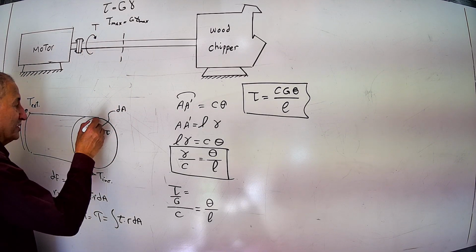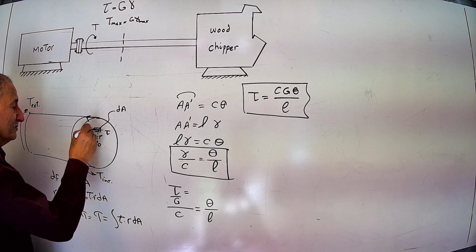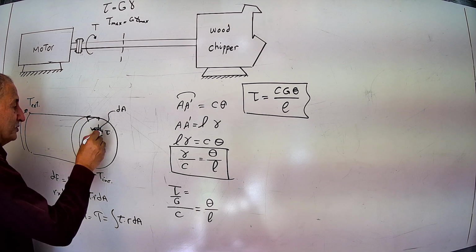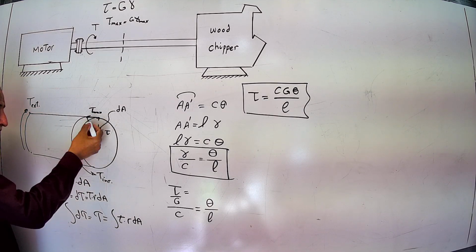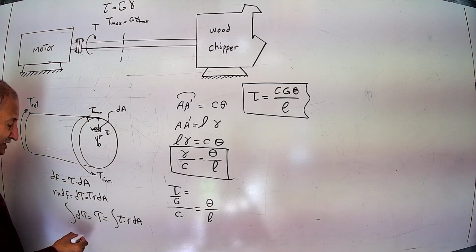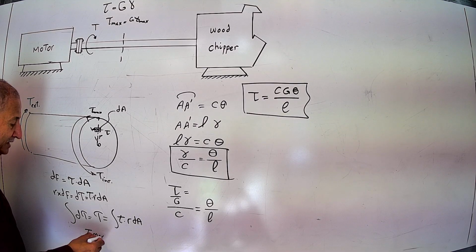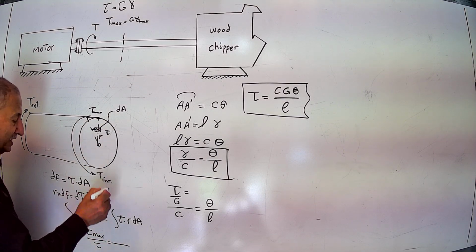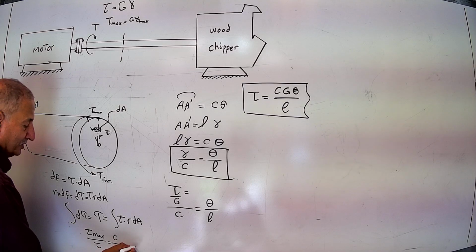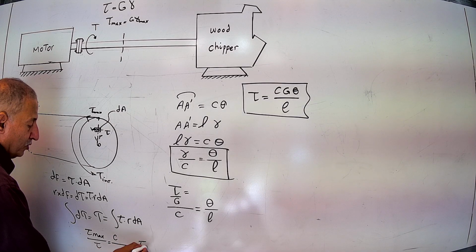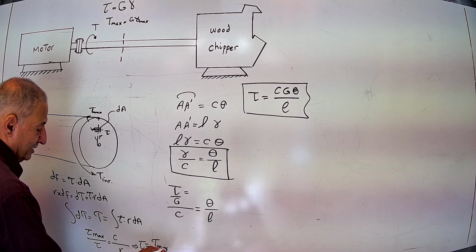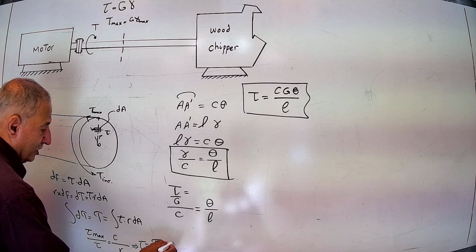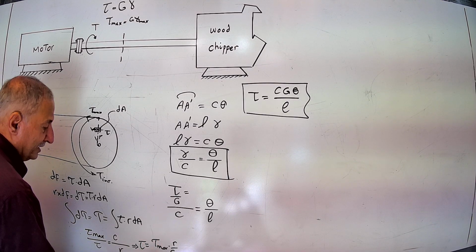If I assume that the maximum tau happens here, and tau is here, I can use the similarity of these two triangles and write tau max over tau is equal to C over R, or tau is equal to tau max times R over C.